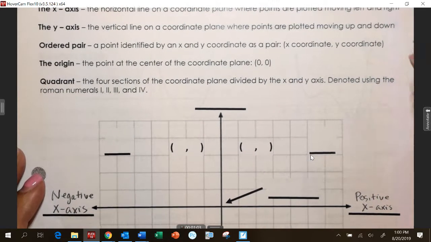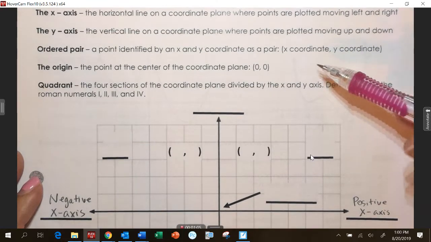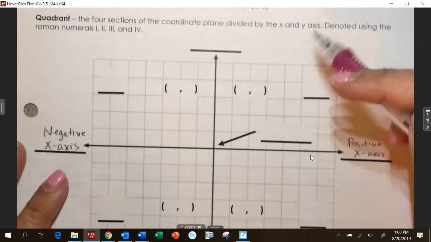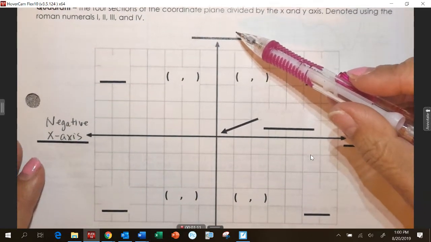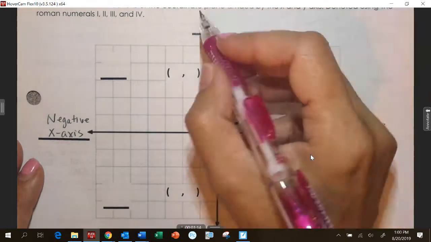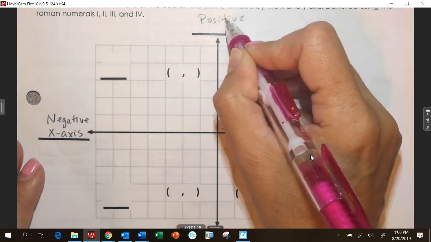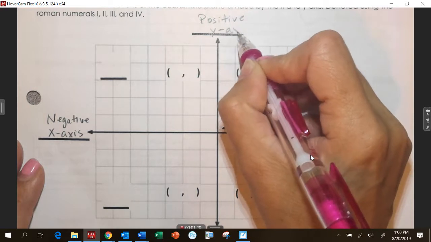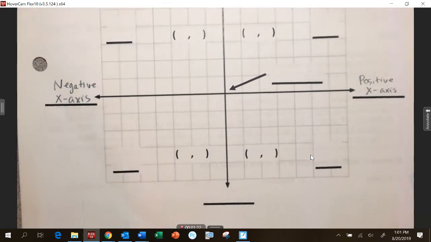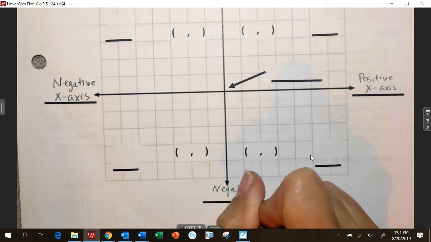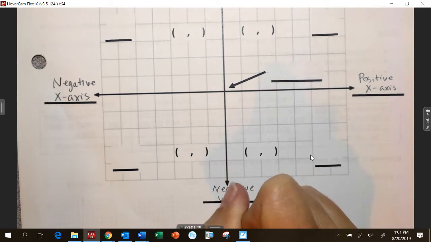We have the y-axis, the vertical line on a coordinate plane where the points are plotted moving up or down. So right up here, what am I going to call this one? Positive. Yay! That just made me smile, and I don't smile, so. The positive y-axis. And then the bottom one is going to be the negative y-axis.